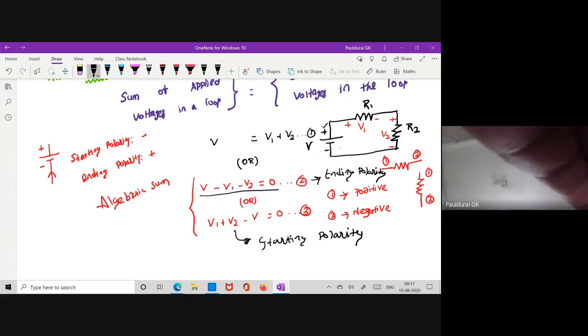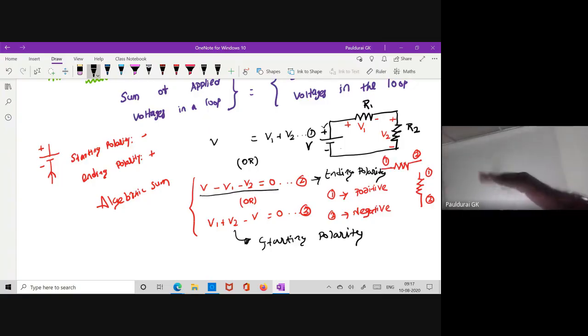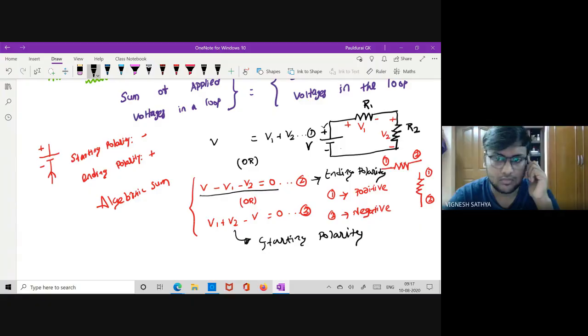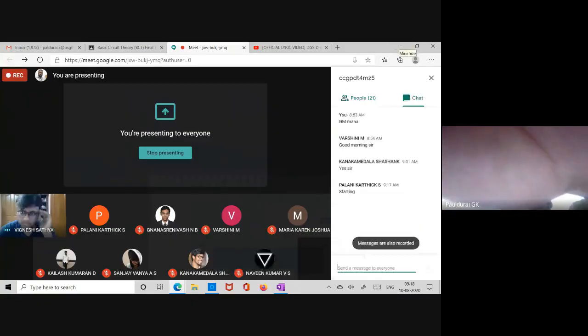Any idea? Either is fine. Equation number 2 is correct, 3 is also correct. My question, have you got it? Which one are we going to consider in equation number in basic circuit theory? Starting. Palani Karthik, thank you.